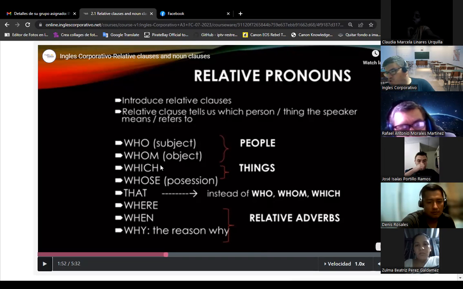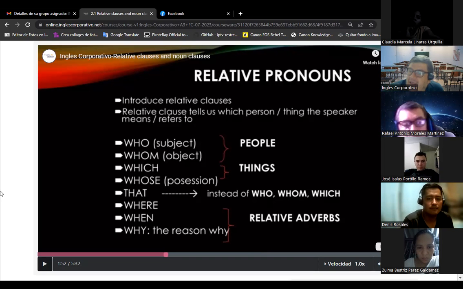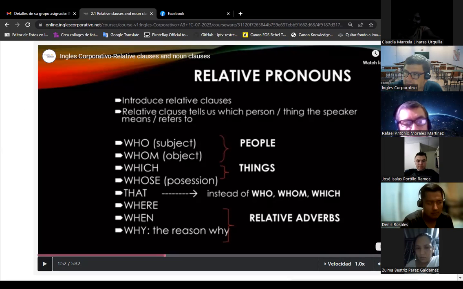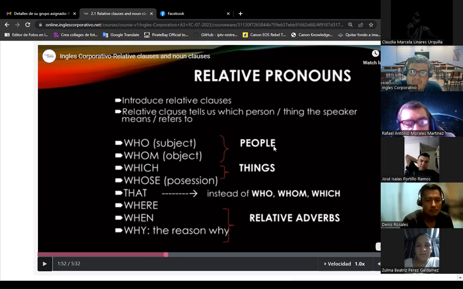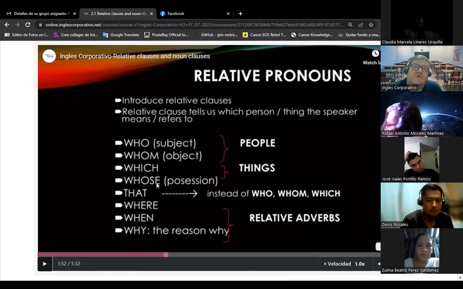Next we have whose. Whose is a possession. And yes, Dennis, it can be for people or objects. Okay. For example, whose? The house I bought, whose previous owner was an old couple.